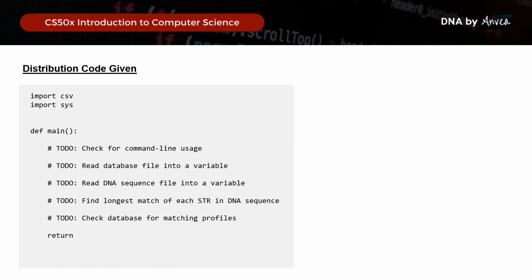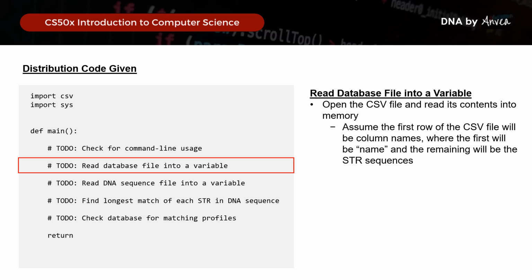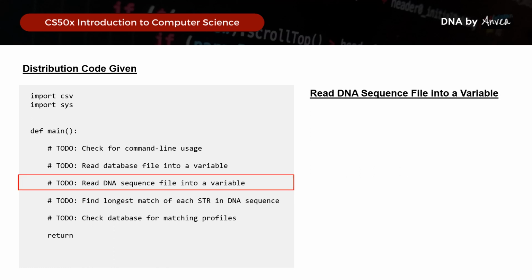Next, we need to read the database file into a variable. So we'll open the CSV file and read the contents into memory. We can assume that the first row of the CSV file contains the column names. So the first column will be the name, and subsequent column names will be actually the STR sequences as seen below. So now that we have read the database file into memory, now we need to do the same for the DNA sequence file and read it to memory.